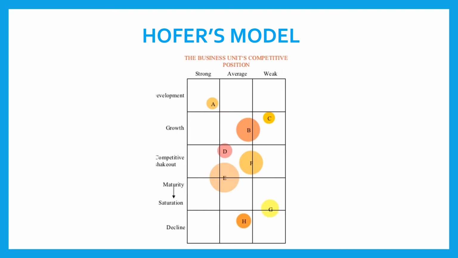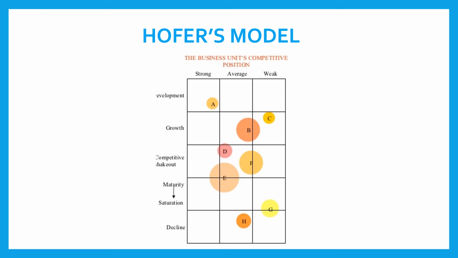In the approaches, we have already discussed Hofer's model, but I will revise it for you. According to this model, a firm's business is positioned in a 15 cell matrix, as you can right away see here, based on two major variables, that is stage of product market development, and competitive position. Charles Hofer suggested this refinement of the General Electric McKinsey portfolio matrix. This matrix is also called the life cycle portfolio matrix.